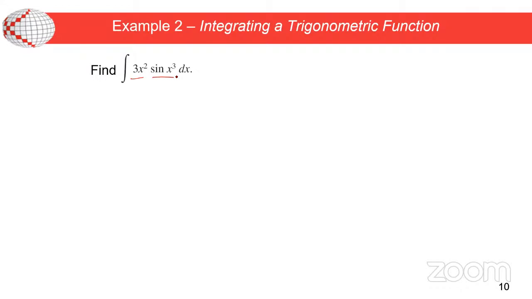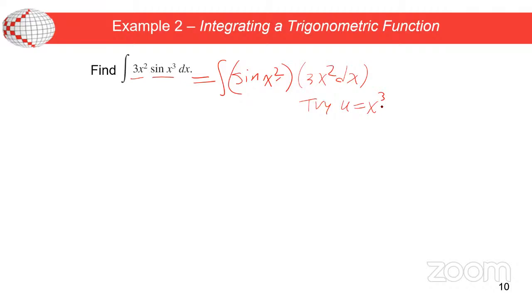Whenever this is the case, or whenever I need to try to use a substitution, I always do this. You can try this too. I always rewrite the integral so that the composite function factor goes first, and then the remaining thing, whatever it is, goes second together with dx. Now we want to try u equal to x cubed, right?